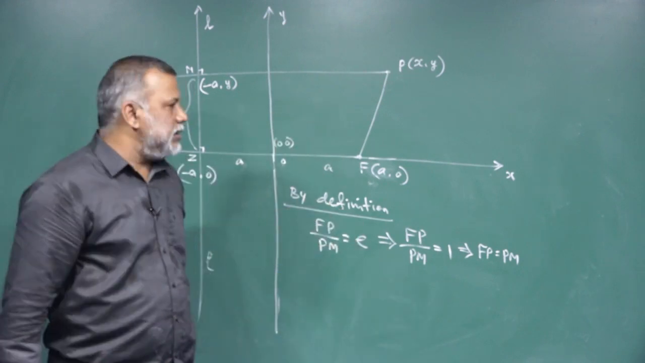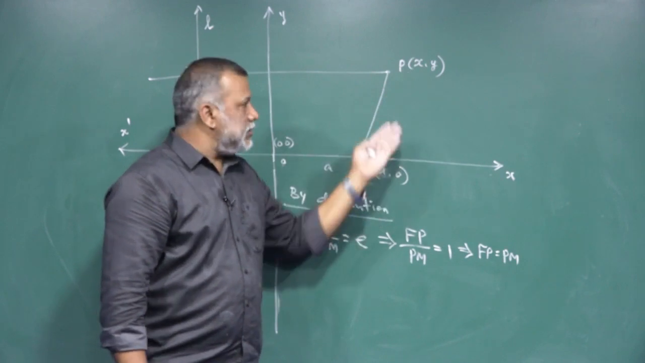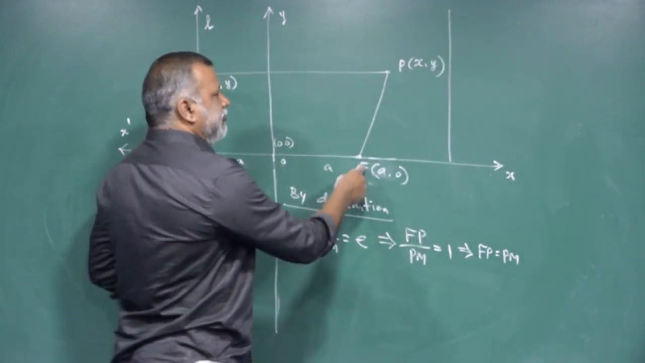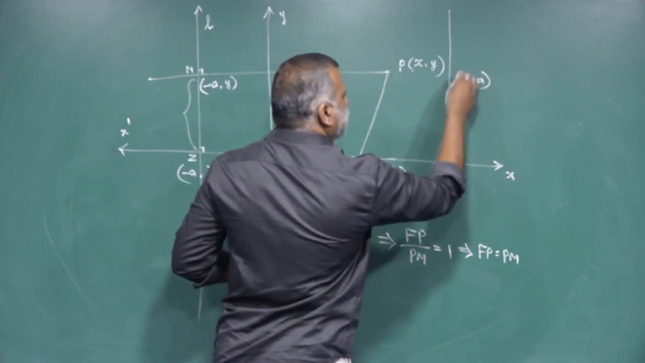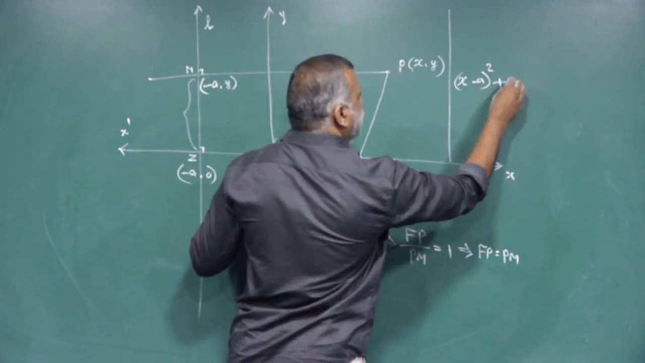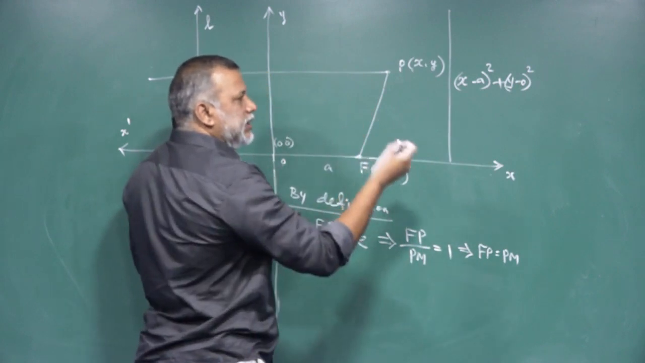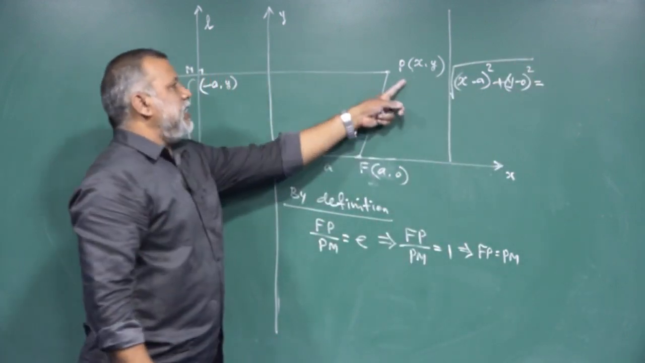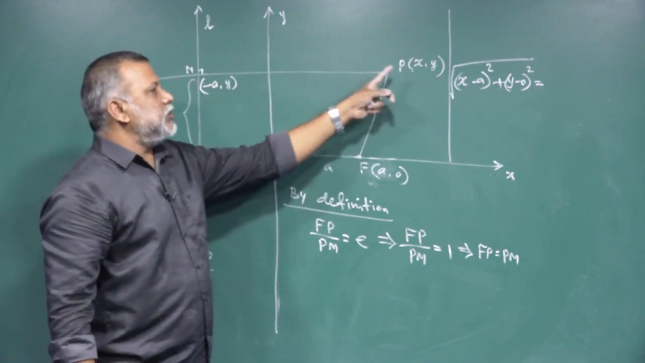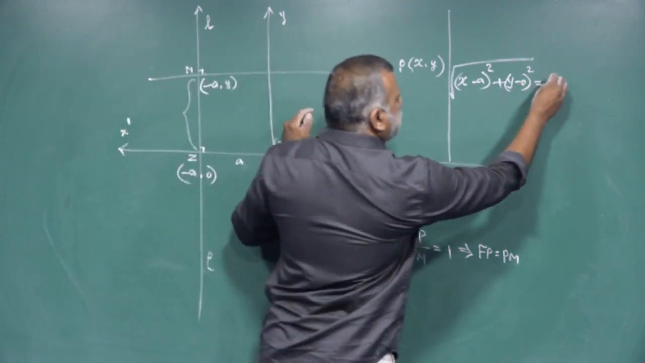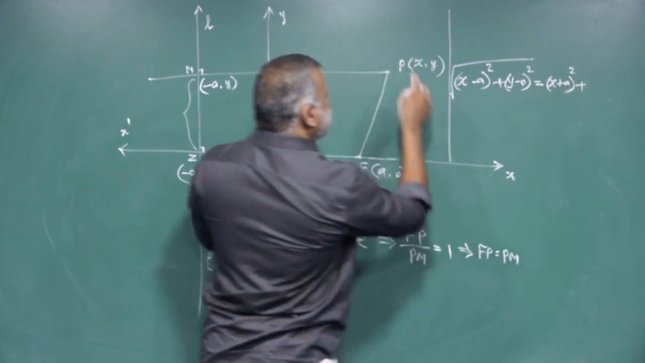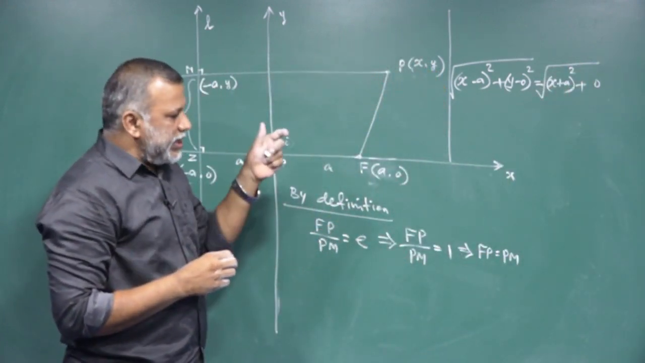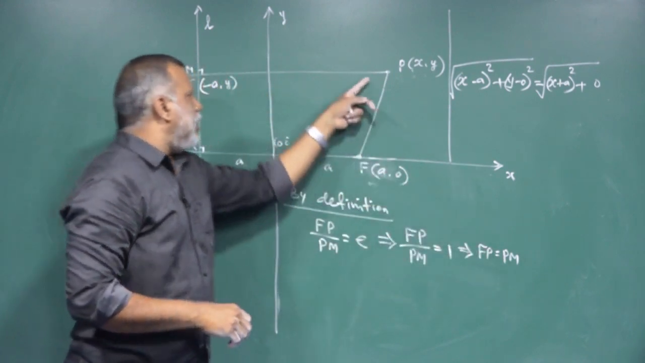So initially I am explaining it is the equidistance. See this diagram, FP. Now, what is the distance between these 2 points? FP means the square root of (x minus a) the whole squared plus (y minus 0) the whole squared. That is equal to PM, which is also the distance between 2 points. So it is the square root of (x minus of minus a), so (x plus a) the whole squared, plus (y minus y) squared, and y minus y becomes 0. So FP is the distance between 2 points, and PM is also the distance between 2 points.